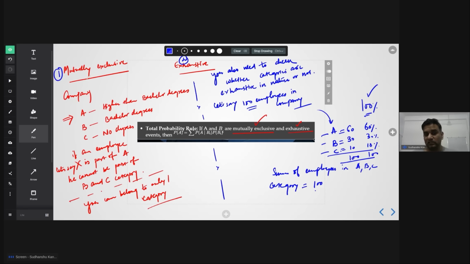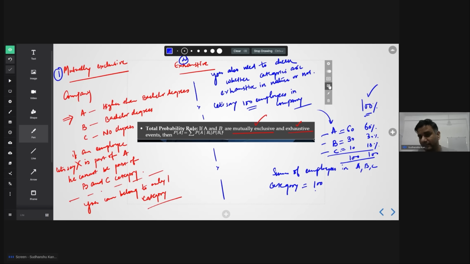The first condition is mutually exclusive, which I have explained earlier, that there are three categories. If an employee, let's say X, is part of A, it cannot be part of B and C. You can only belong to one category, right? You cannot get into two different categories. All categories are mutually exclusive, and you can only belong to one category. Second is exhaustive, means you also need to check whether categories are exhaustive in nature or not. Let's say 100 employees, then 100 employees are 60, 30, 10, right? So you're covering all, right?